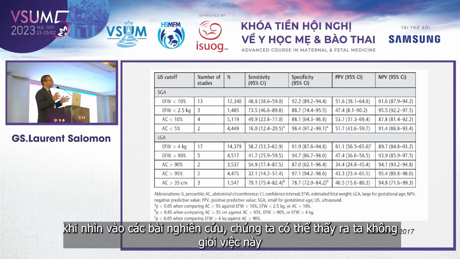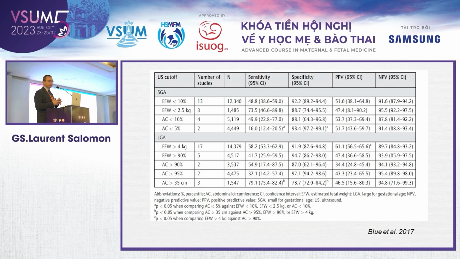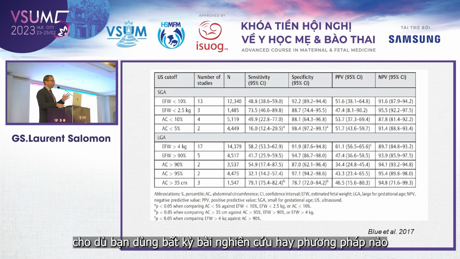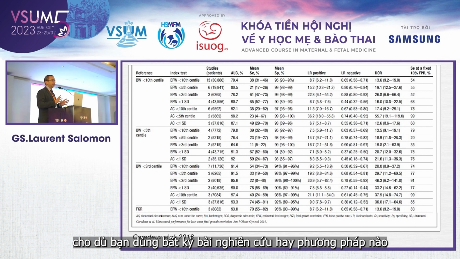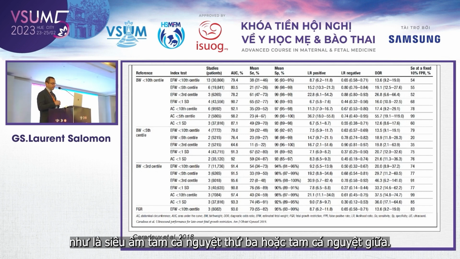And basically, if you look at the literature, very simply, we know that we are not good at that. The screening performances when you screen for IUGR are not good, whatever the studies, and whatever the predictor you are using, either third trimester ultrasound or mid-trimester ultrasound.